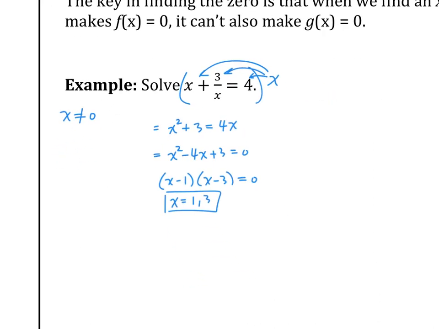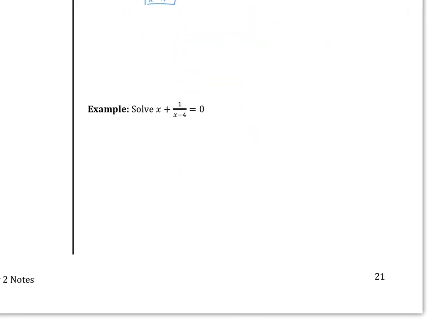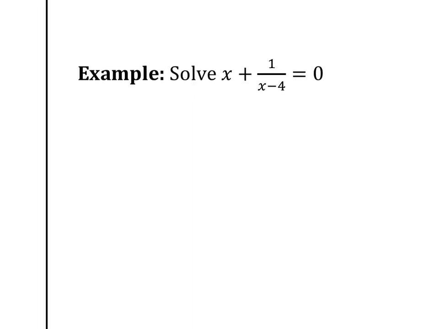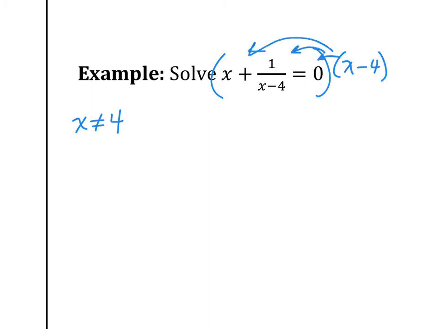So pretty simple. Let's try another one. What can x not equal to? Very easy. x cannot be 4. So just make sure that if your answer has a 4, you need to take that out. Okay, so x minus 4 is the denominator, so we're going to multiply everything by the denominator to get rid of all the fractions. Make sure you distribute.